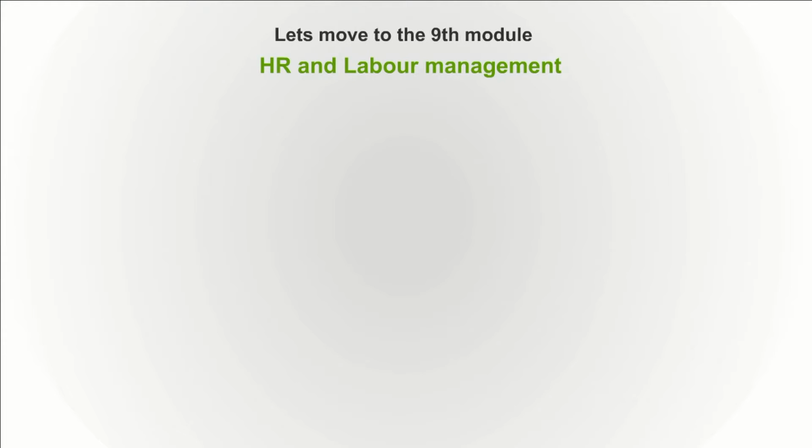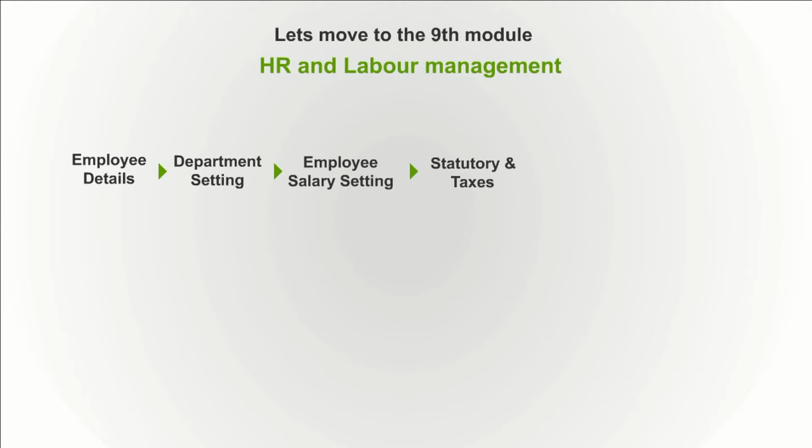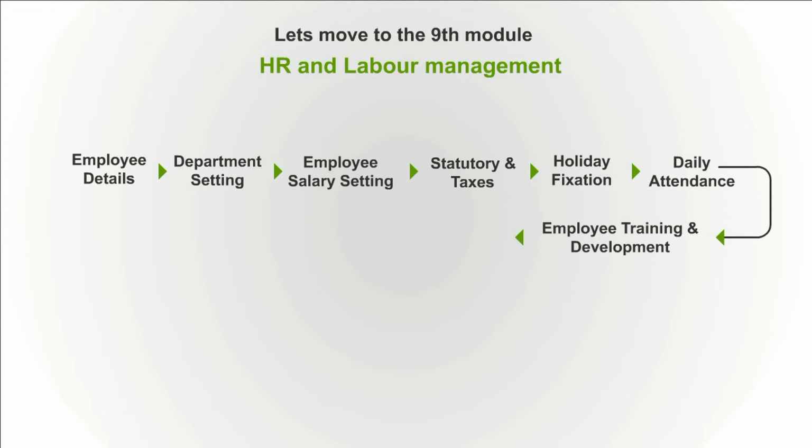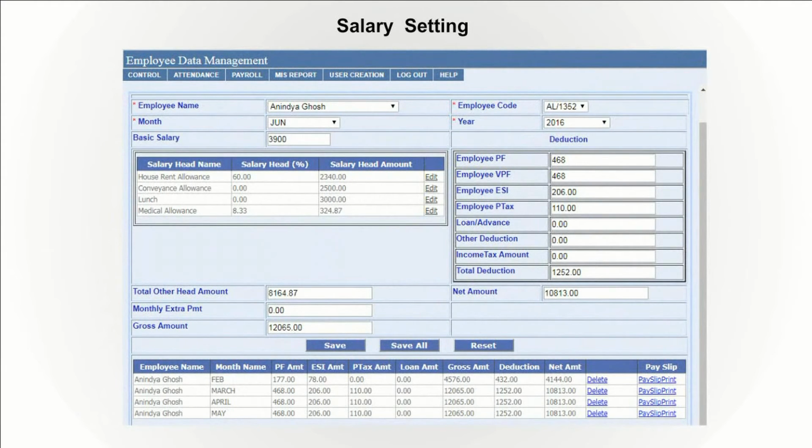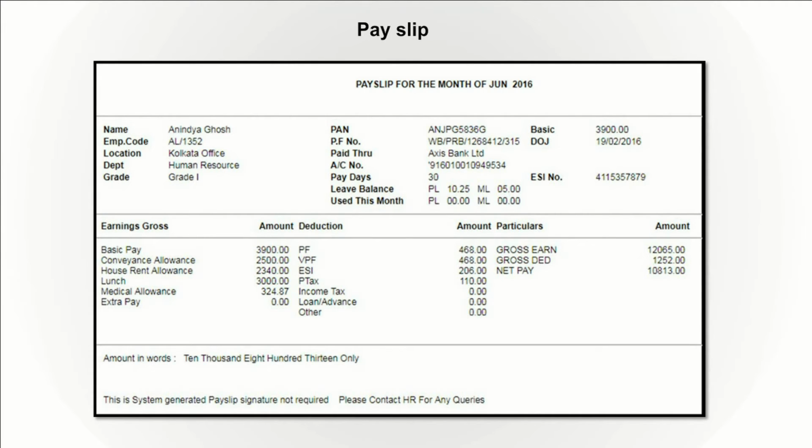Let's move to the 9th module of HR and Labor Management. This is the flowchart of HR and Labor Management. You enter the details of employees, departments, employee salary, statutory salary, record daily attendance, evaluate employee performance, record promotion and increments, and generate leave status and salary slip. This is the screen for setting salary of employees. This is the monthly pay slip.